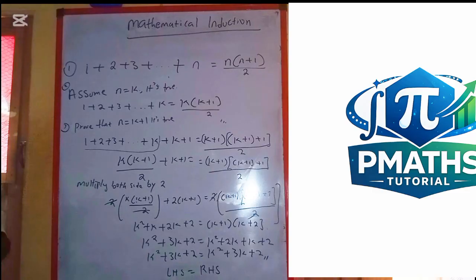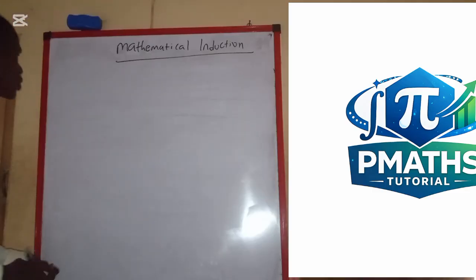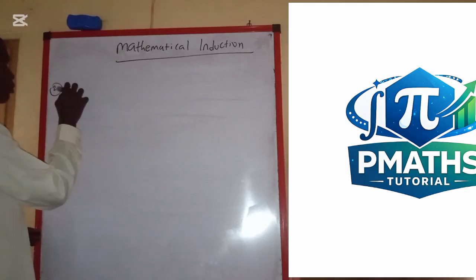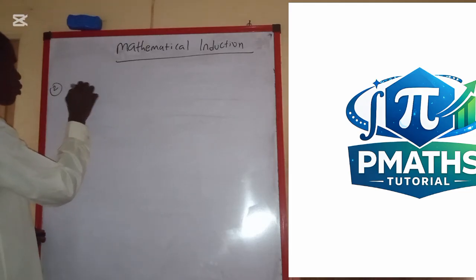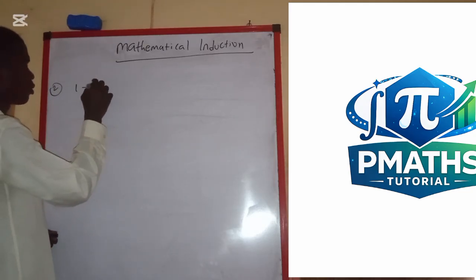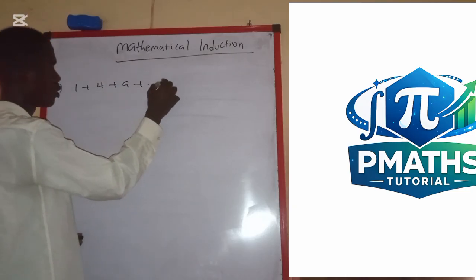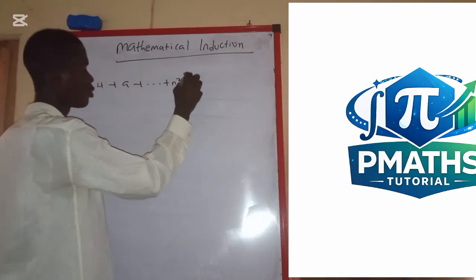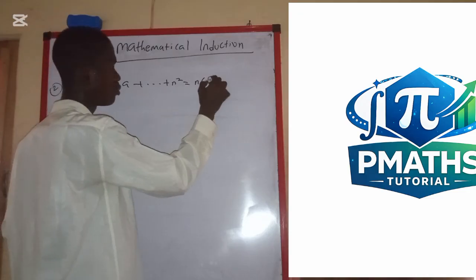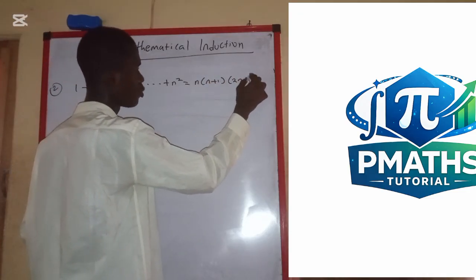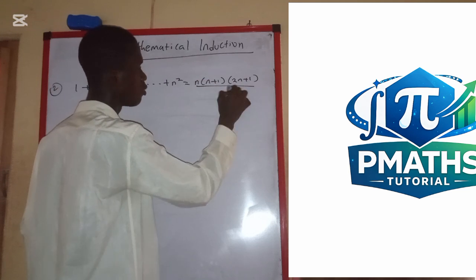So next question will be 1 plus 4 plus 9 plus dot dot dot plus n squared is equal to n bracket n plus 1 bracket 2n plus 1 over 6.